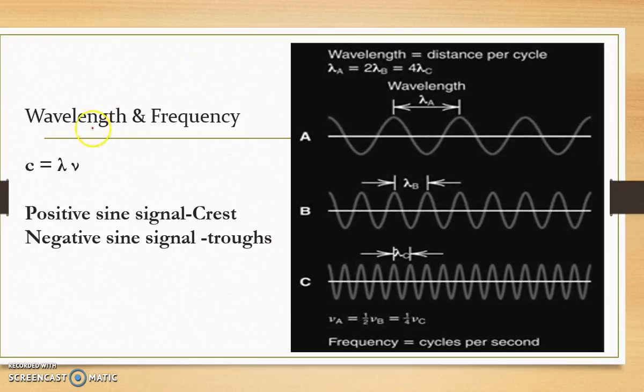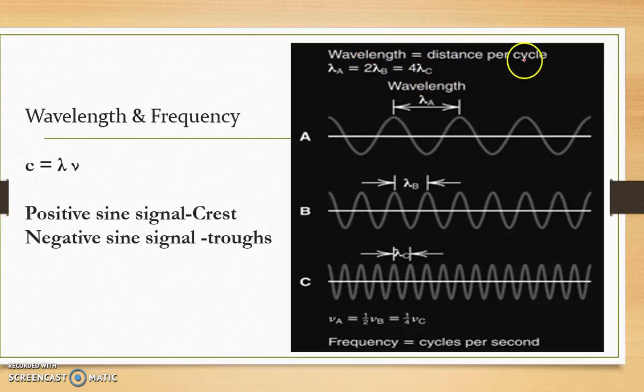Next, wavelength. Let us consider these transverse wave signals. This one has low frequency. This one has higher frequency when compared with the previous signal A, and this is the signal having more frequency when compared to these two signals. So we will study the wavelength.